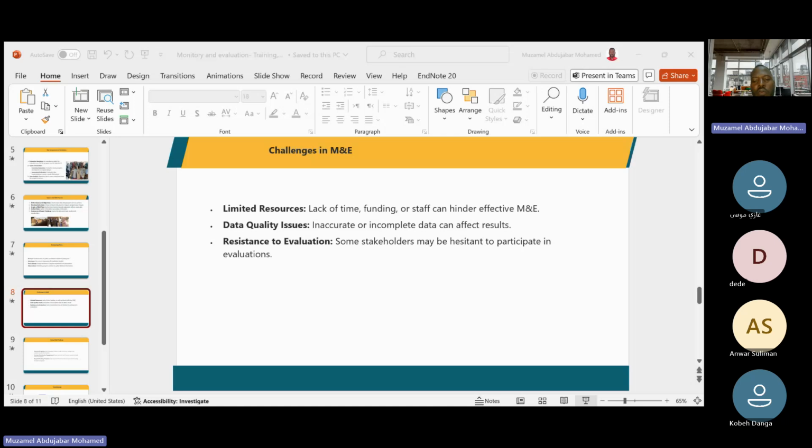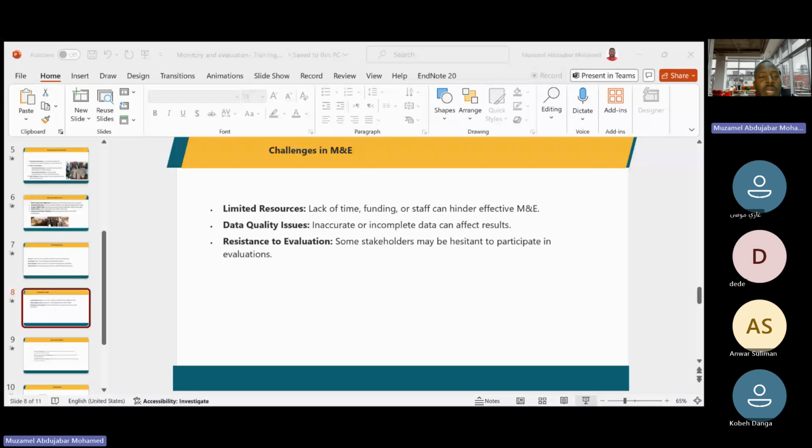You can observe here, if you see the SAMSA project implemented by the government, you can note this point. Some of them do not have enough resources, because to do this monitoring you need teams, and to train them, and also you need time and money to give them to do this monitoring and evaluation.